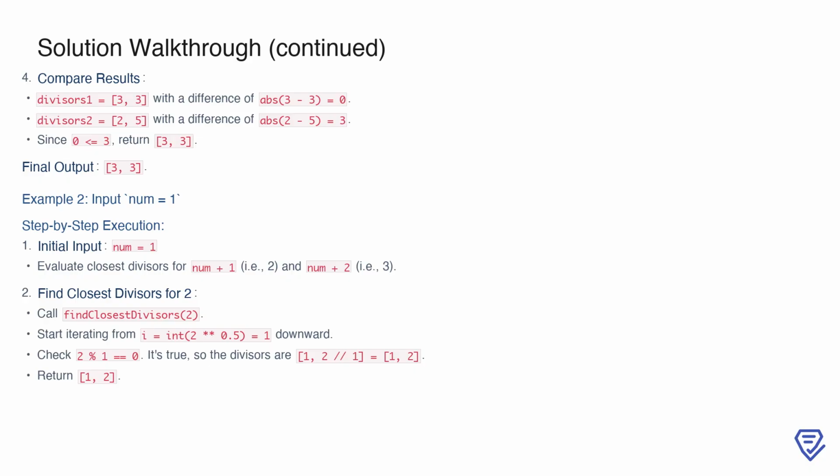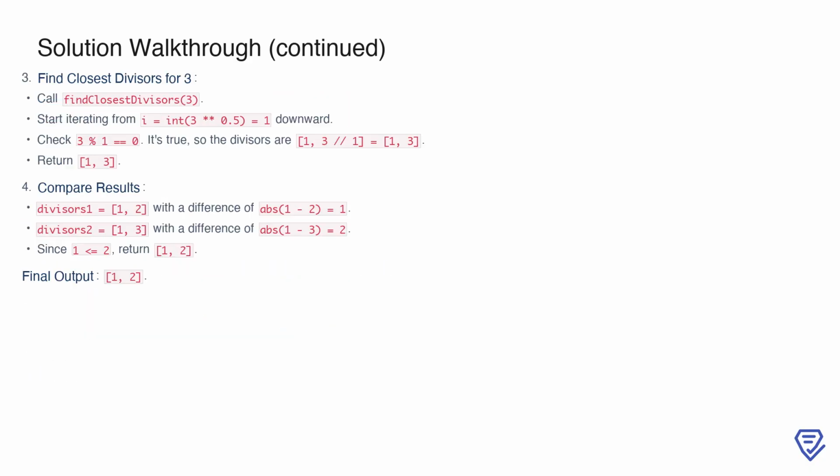We find that 2 is divisible by 1, giving us the divisors 1, 2, which we return. Next, we evaluate the divisors for 3. Calling the find closest divisors function, we again start iterating from the square root, which is 1. Checking divisibility, we find that 3 is divisible by 1, resulting in the divisors 1, 3, which we return.